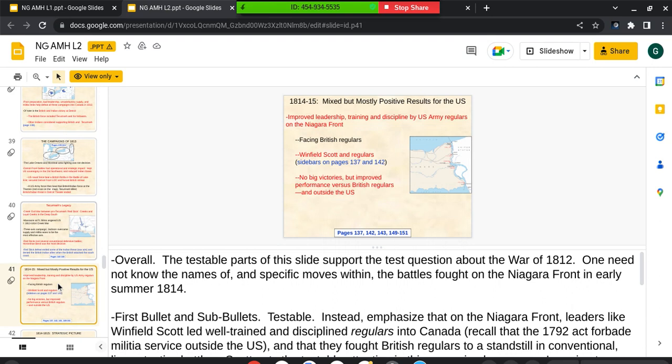And then we have the battle on the Niagara front. There was improved leadership, training, and discipline by United States Army regulars on the Niagara front. Winfield Scott and regulars were involved in this. No big victories, but improved performance versus British regulars and outside the U.S. So even though there wasn't a lot of big victories, it showed that the American militia was able to hold their own against the British. That's what's important about the battles on the Niagara front.